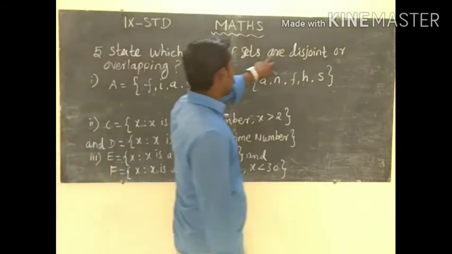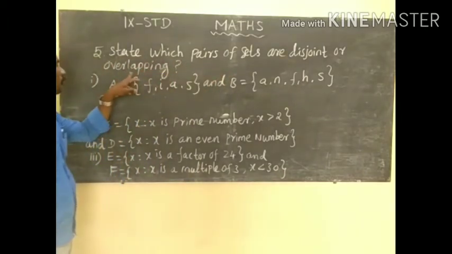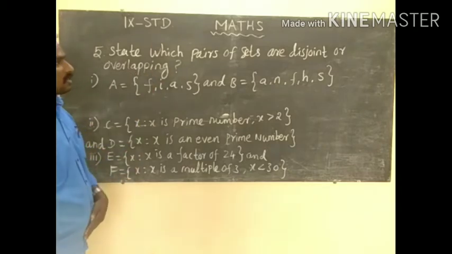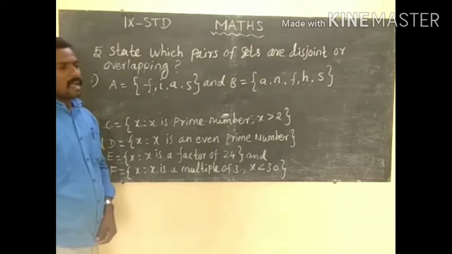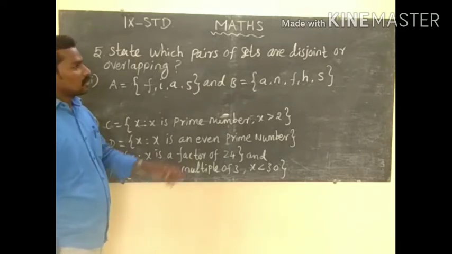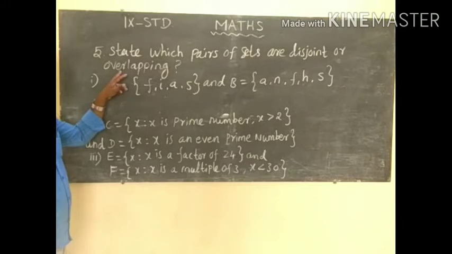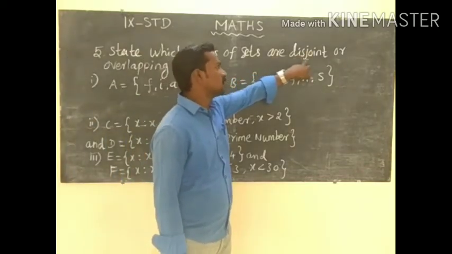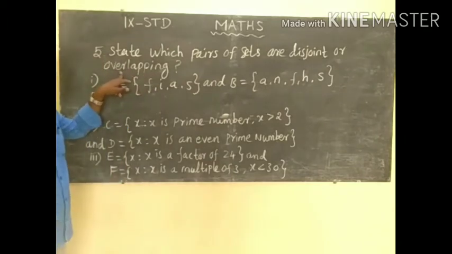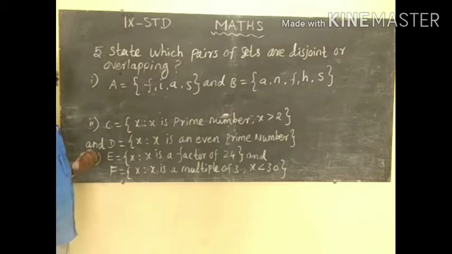Next, the fifth question: state which pair of sets are disjoint or overlapping. What is the definition of a disjoint set? Two sets are called disjoint sets if they have no common elements. And two sets are said to be overlapping if at least one common element exists. No common element means disjoint sets; at least one common element means the sets are overlapping.